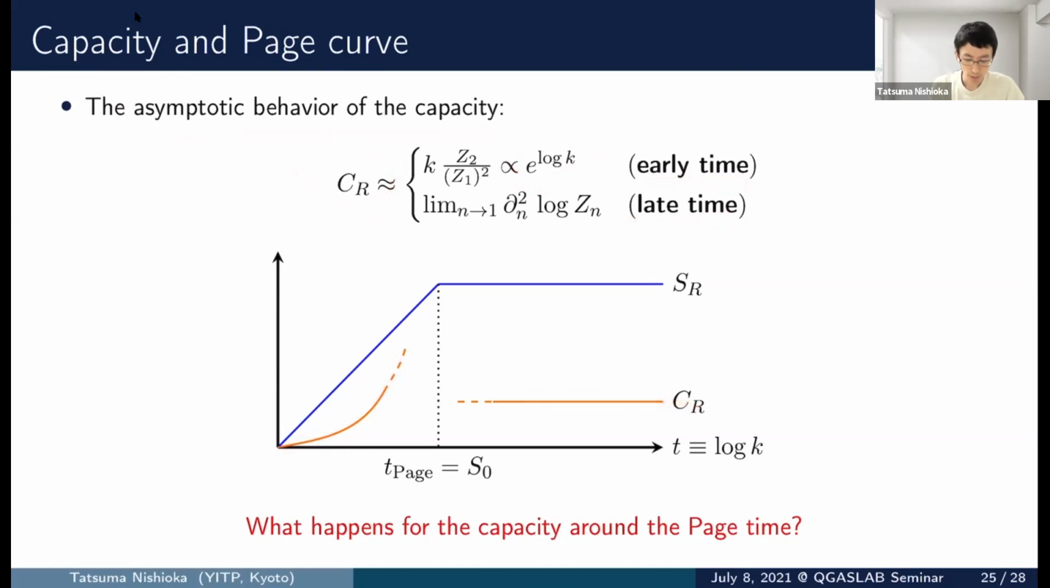But of course, we don't know what happens around the Page time from this argument. So we are not sure how it behaves. It may be smooth or it may be divergent. So we want to look more carefully at the behavior of the capacity around the Page time. But to this end, we have to use some numerics.